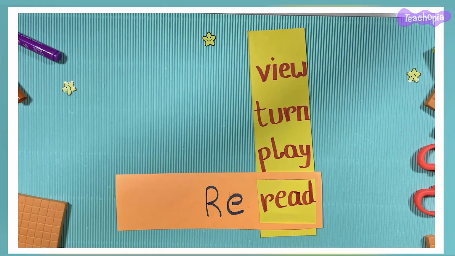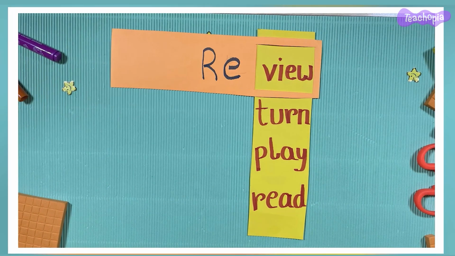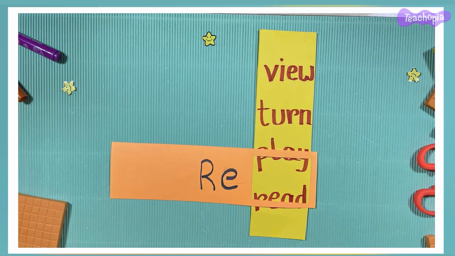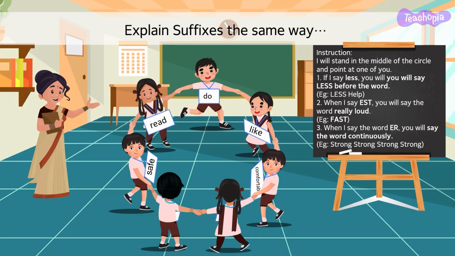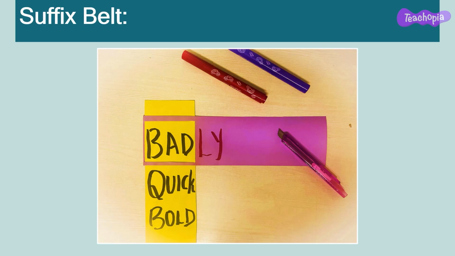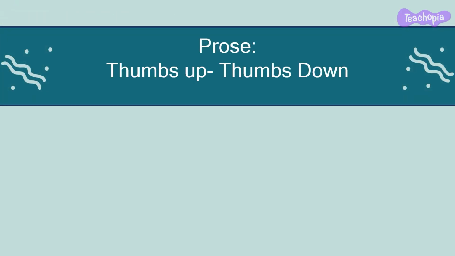Move the strip up and down to ensure learners learn to combine the correct prefix word with the correct root words. You can use the same process to explain suffixes also. You can also create a suffix belt using the same two strips. Now, let's move on to our prose segment.